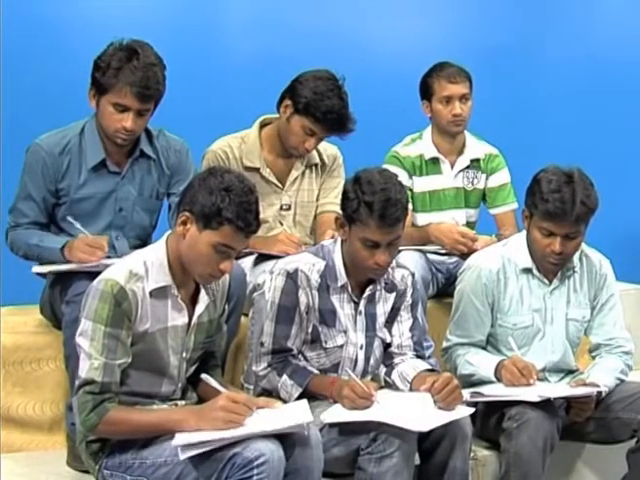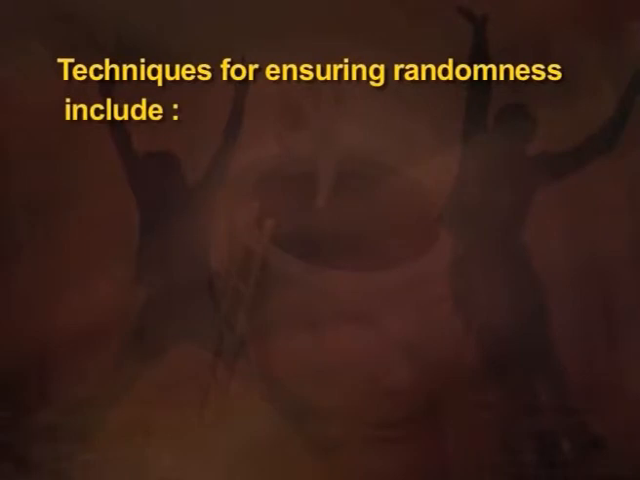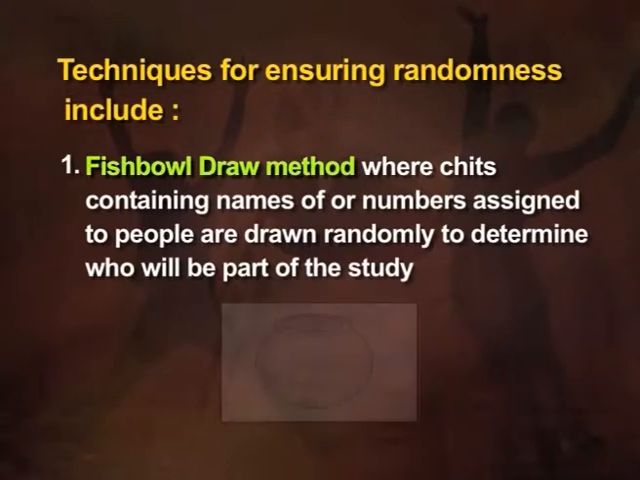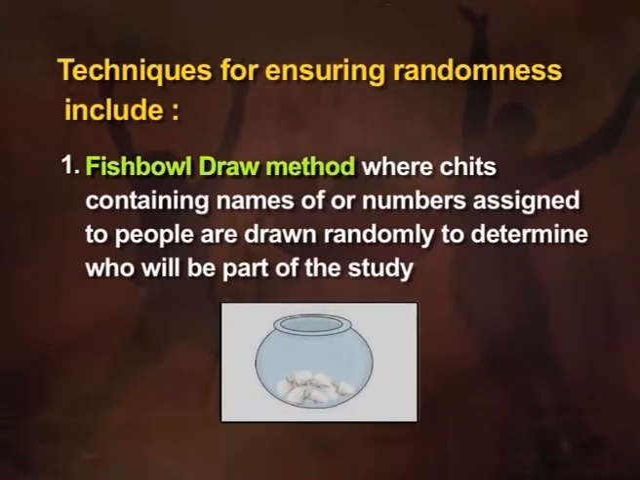But before we look at each of these sampling techniques in detail, we must define what we mean by randomness, which underlies probability sampling. Randomness indicates that all elements in a given population have an equal and independent chance of being included in the sample. Techniques for ensuring randomness include the fishball draw method, where chits containing names of or numbers assigned to people are drawn randomly to determine who will be a part of the study.